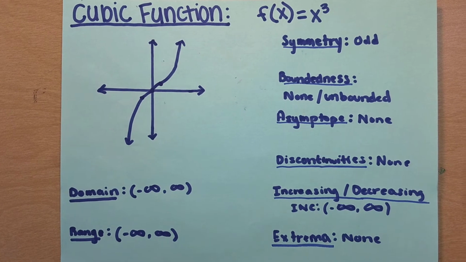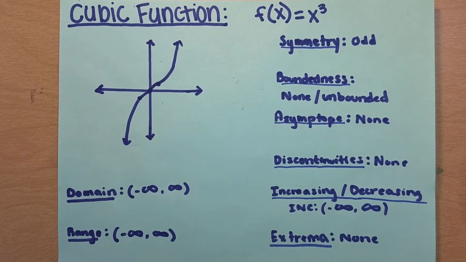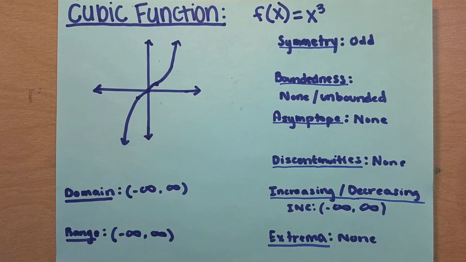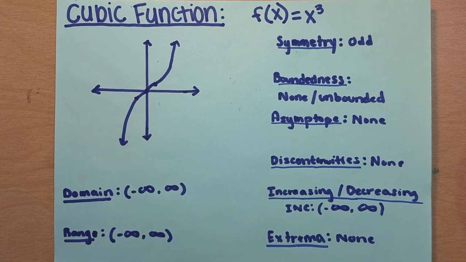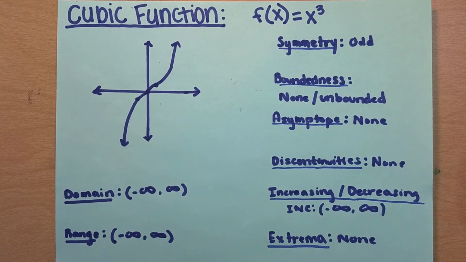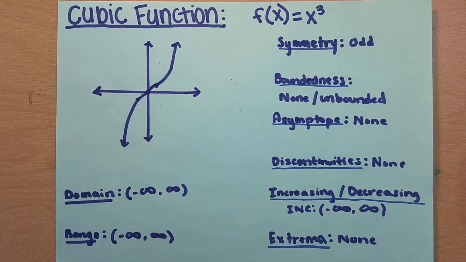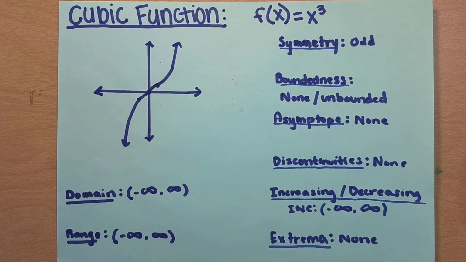So for the domain and range of the cubic function, it's negative infinity to positive infinity because the function continues unhindered from negative to positive infinity. The function is an odd function because when the opposite of x is cubed, it's the opposite of the original function. The cubic function is unbounded and it does not have any asymptotes nor discontinuities.